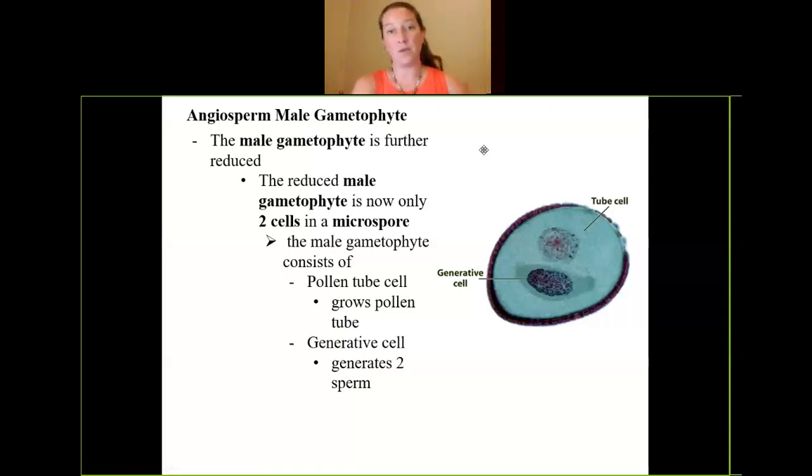So just like the female gametophyte plant was more reduced, right? Only 8 cells big. The male gametophyte plant is also more reduced in that it's only now 2 cells. It's only made up of 2 cells. And the cells are a cell called a pollen tube cell, which is going to grow a pollen tube, as you might have guessed from the name. And then a cell that generates 2 sperm cells. So it's called the generative cell, but just know there's a cell that grows a pollen tube and a cell that generates 2 sperm.